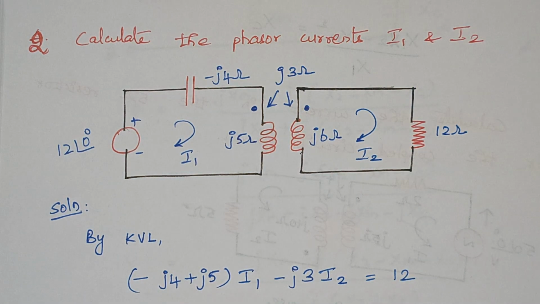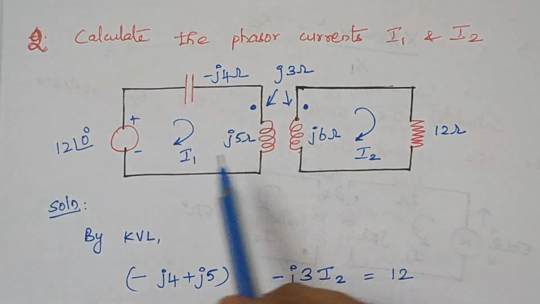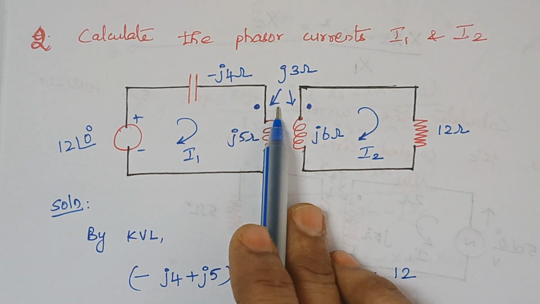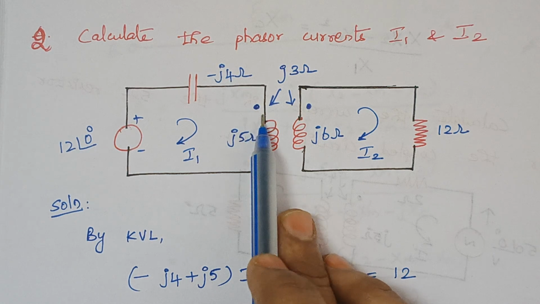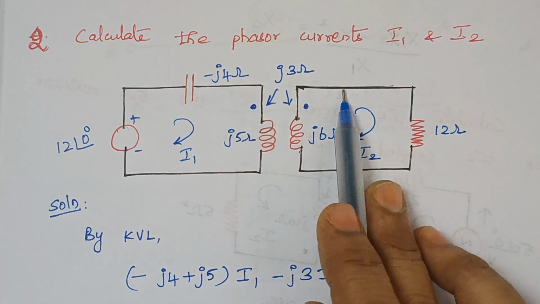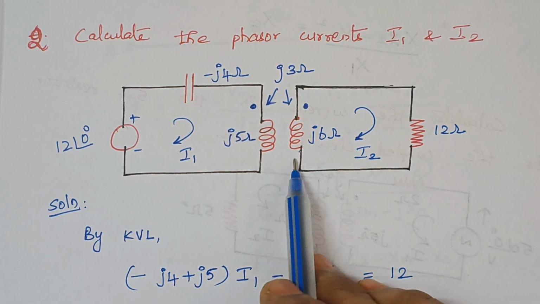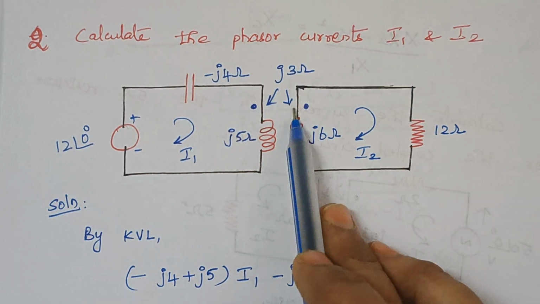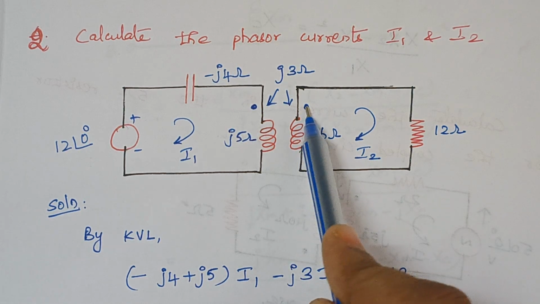So what about the sign of this mutual inductance? Look at loop 1: current enters at this terminal, so the dot is at the entering point of current. But when you look at loop 2, current enters here and leaves here, and the dot is present at the leaving terminal.